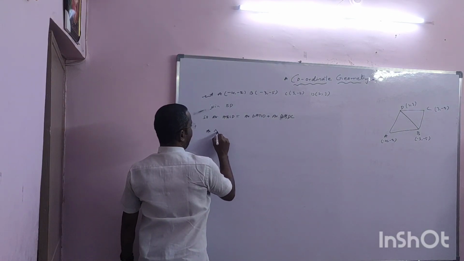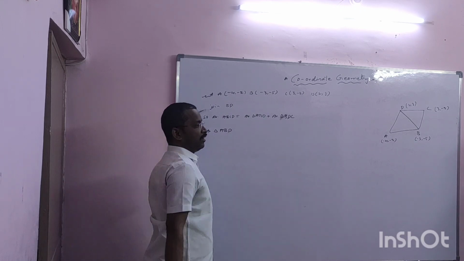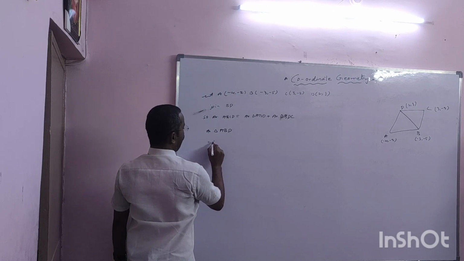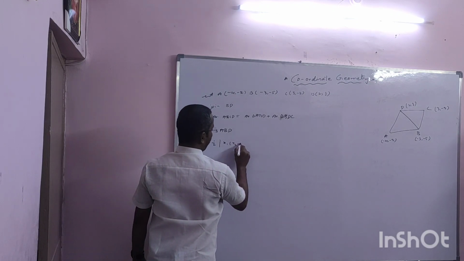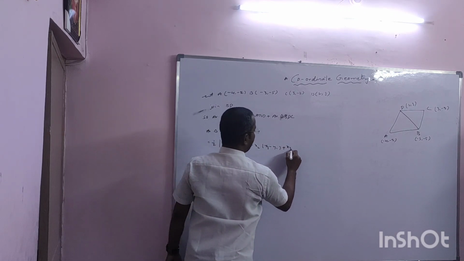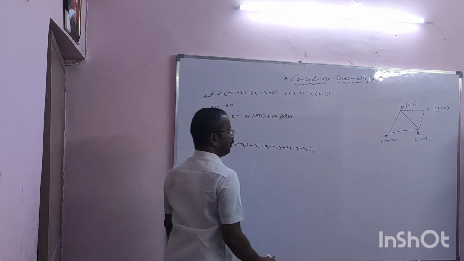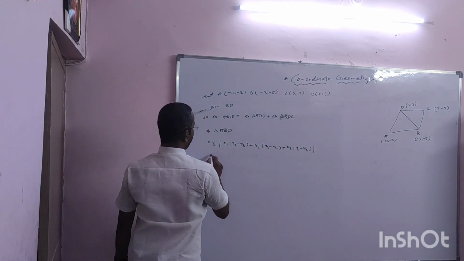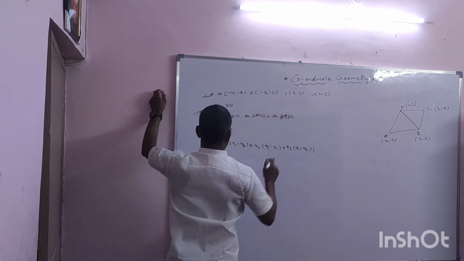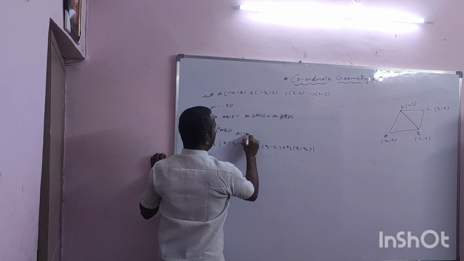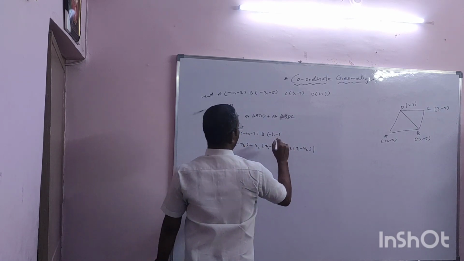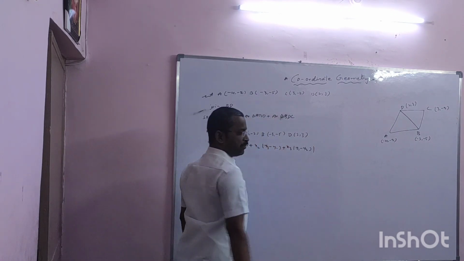So let's write the area of triangle ABD. What will you write here? Half of x1 of y2 minus y3, x2 of y3 minus y1, x3 of y1 minus y2. Okay, fine. Let's take A, B, D. What are your A, B, D? If you want, you can write A of minus 4 comma minus 2, B of minus 3 comma minus 5, D of 2 comma 3.